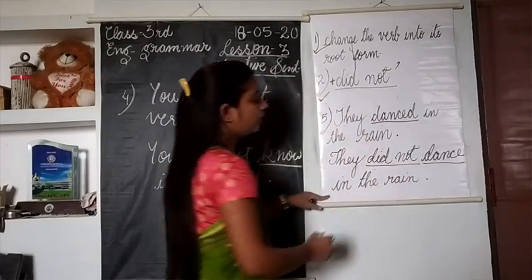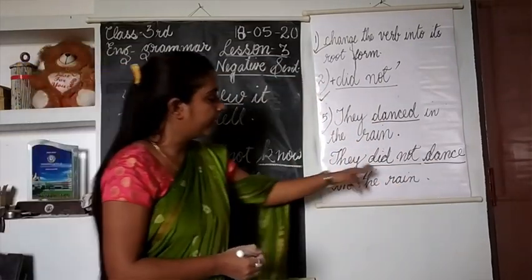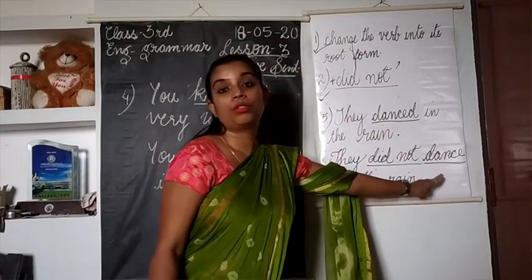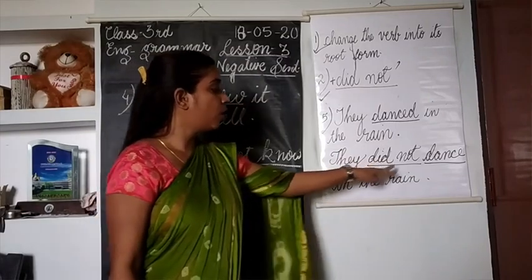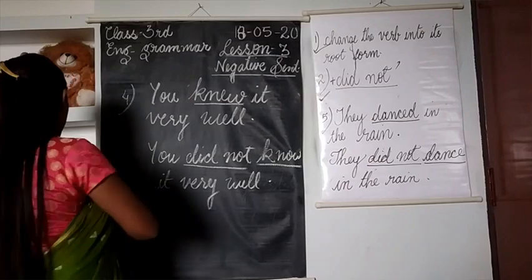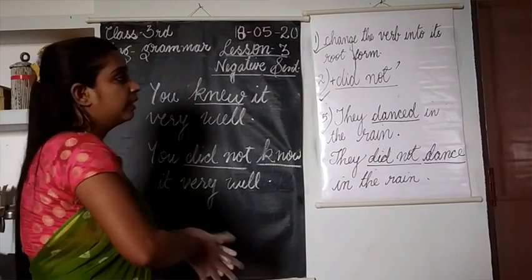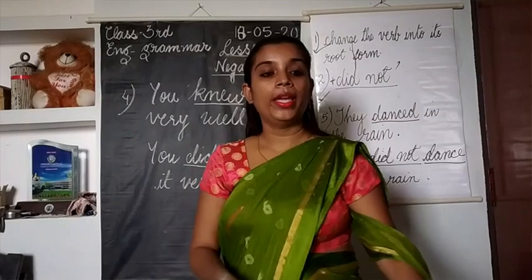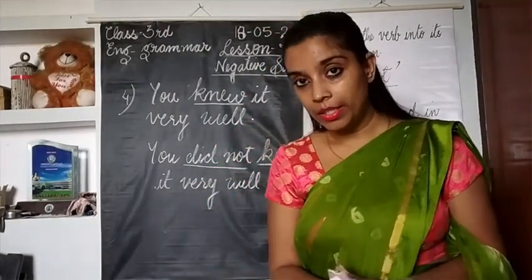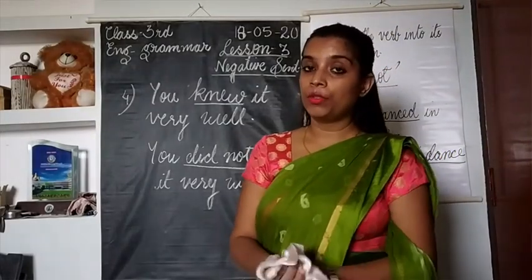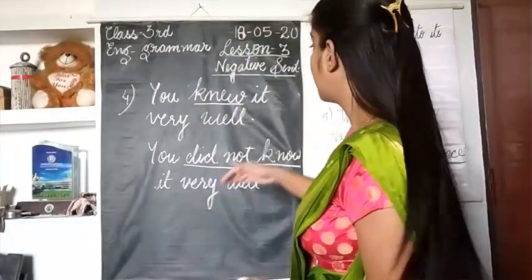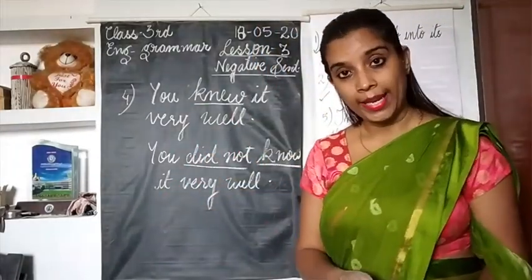So here in this sentence children, you can see I have added did not after the subject, and I have changed danced into dance, which is its root form. So they did not dance in the rain is the negative sentence. I hope children that this much is clear to you all, how to change affirmative sentences into negative sentences. What are the rules which you have to follow? What all things you need to keep in your mind when you are asked to change affirmative sentences into negative sentences.